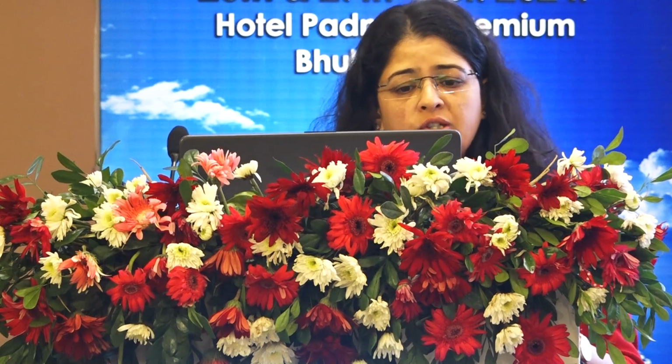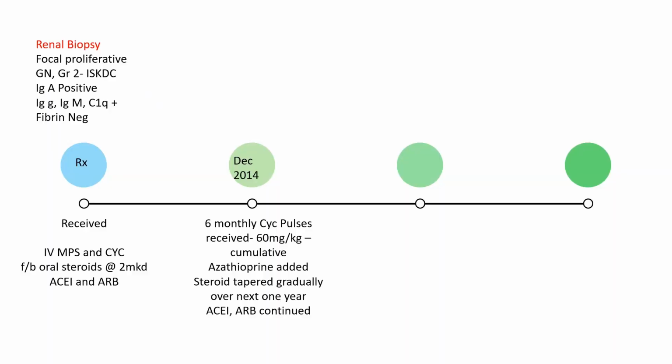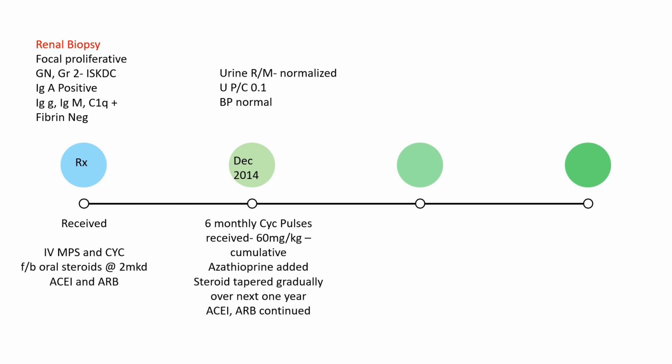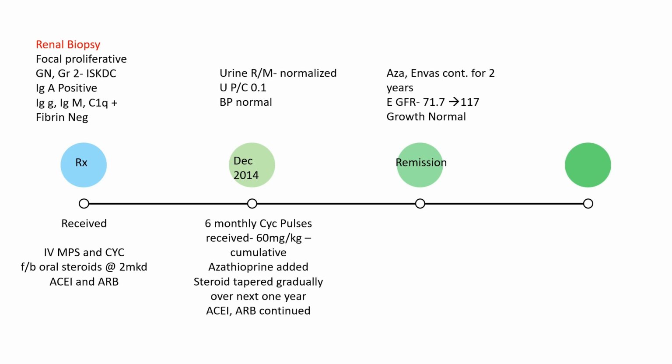For this child, in the next 3 or 4 months into the illness, he was continued on pulse cyclophosphamide. A check on the cumulative dose was kept since he was an adolescent boy, and subsequently when he was in remission, he was shifted to azathioprine. Steroids were gradually tapered over the next 1 year, and the ACE inhibitors and ARBs were continued. His urine had normalized, the PC ratio was normal, and his blood pressure was normal. So he was in remission. This remission was then maintained with azathioprine, and the ACE inhibitor was continued for the next 2 years. During this time, the eGFR and growth have been normal.